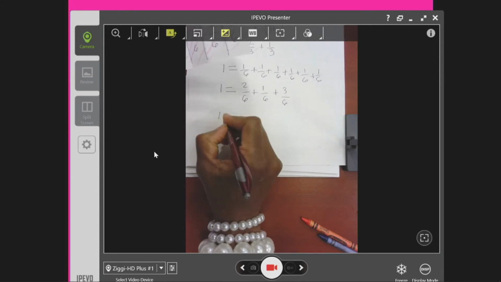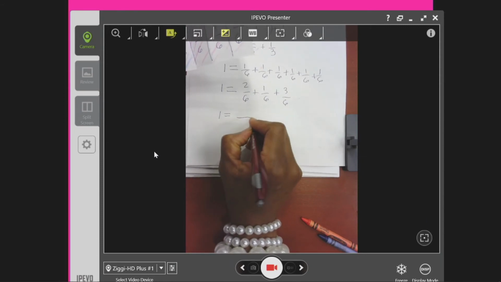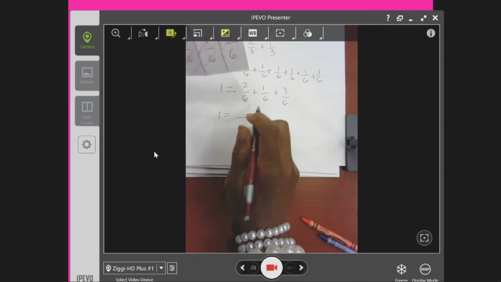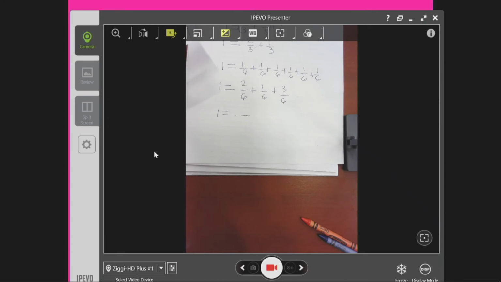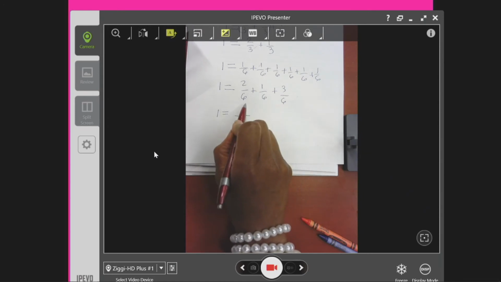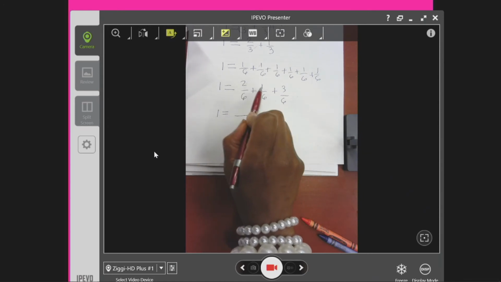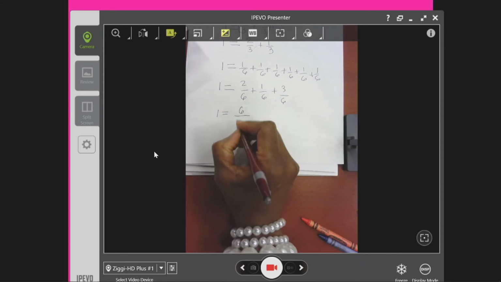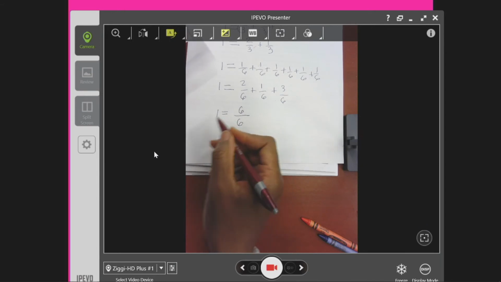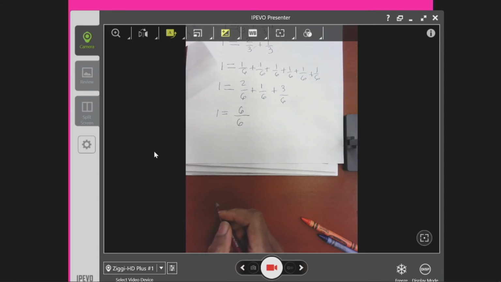Notice one whole, if we were to add these or combine these, and remember, let's go back to the definition of adding. Adding is to find the sum, and to find the sum or to add is to combine like things, or like quantities, or like amounts. Sixths are all alike. 2 plus 1 is 3, plus 3 more is 6. Our denominator, the type of fractional parts, are sixths, and so 6/6 is equal to 1 whole.